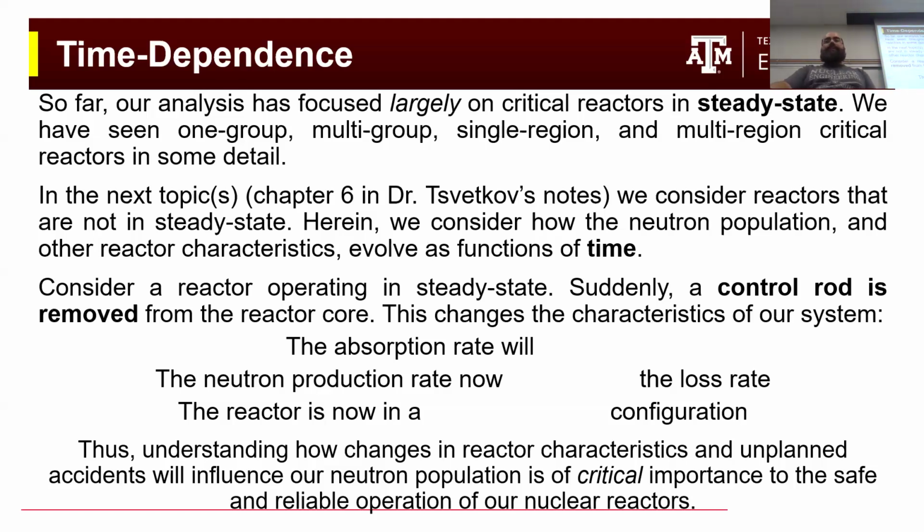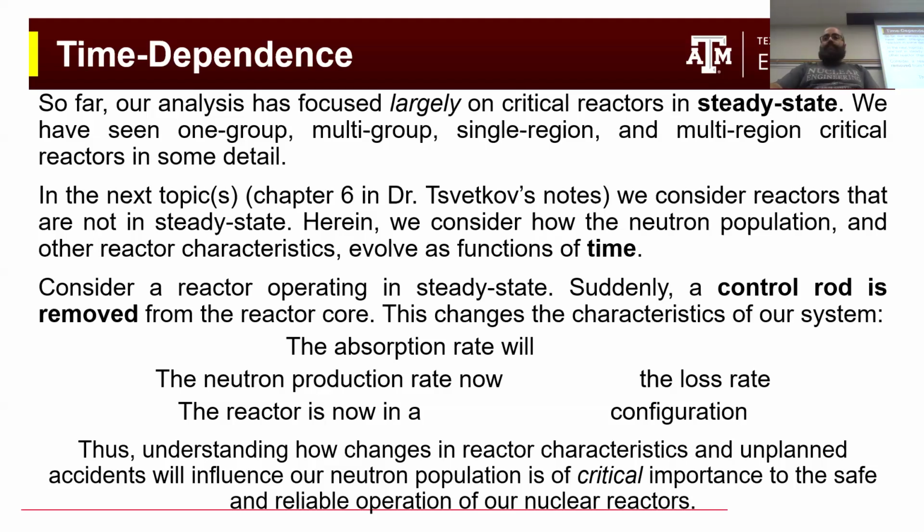At this point, we've mostly been considering steady state problems, in that we've been looking at critical reactors in different kinds of detail. And so in chapter 6, we're going to study time dependence more to get a better understanding of how things like the neutron population and other factors of our reactor, like the power and the power density, would evolve with time. So, if we imagine a reactor is critical and in steady state, something that might happen while that reactor is operating is an operator might remove a control rod from the reactor core.